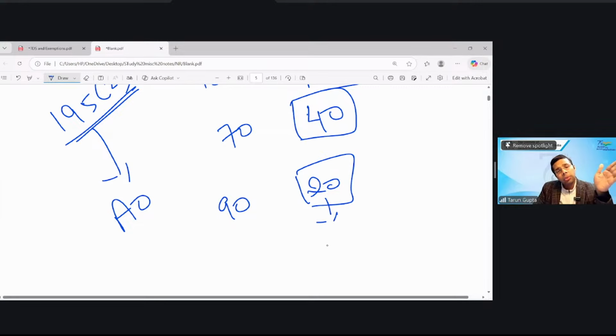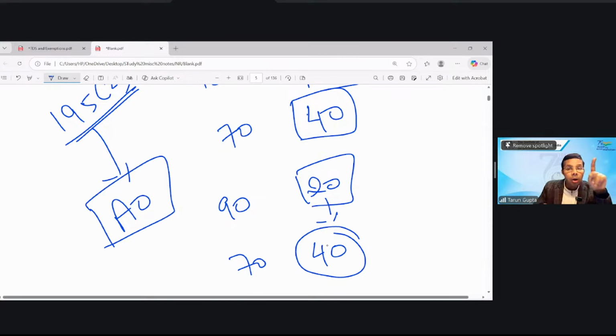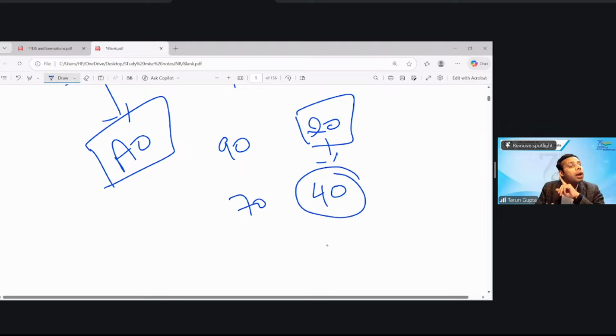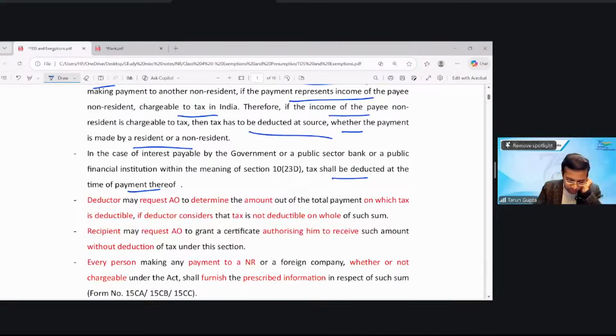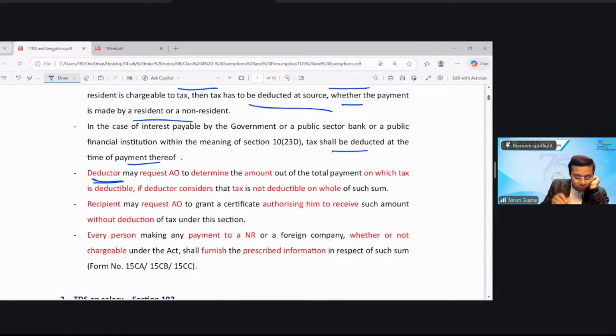Subsequently, in the assessment of the non-resident, it is held that it was actually 70-40. The 40 rupees was taxable in India. But now, since the resident, the payer, has deducted tax on the basis of the certificate of the AO, the payer cannot be held to be assessed in default, and he has not committed any default of his TDS obligation. Okay. So there is section 195(2), which makes the deductor eligible.